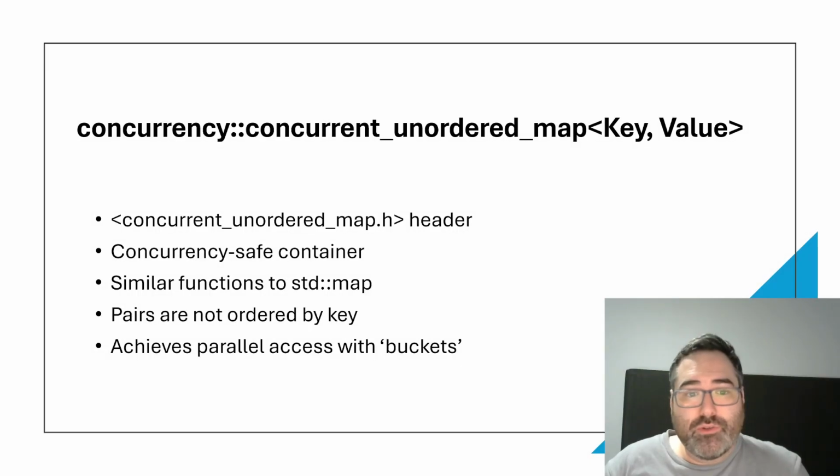So moving on to concurrent unordered map. As the name suggests, it's a concurrency safe container. It's got similar functions to standard map. However, the pairs are not ordered by key, hence unordered. It achieves the parallel access with buckets.